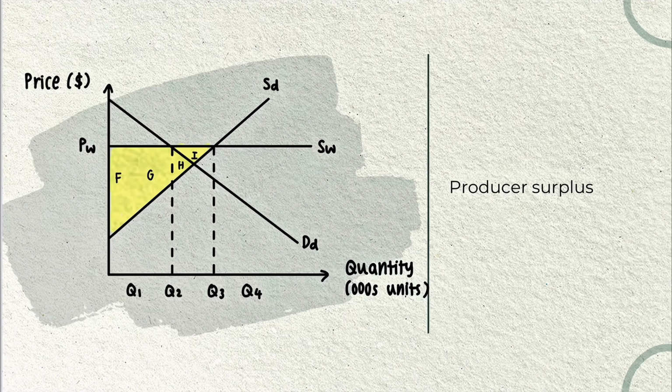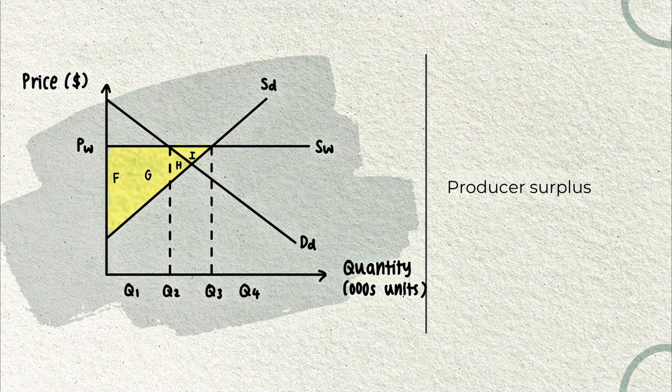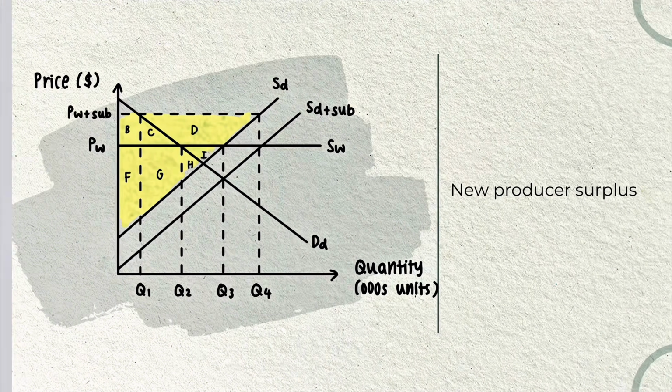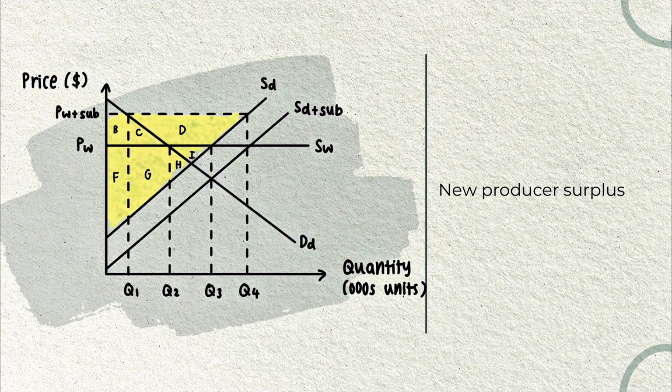So moving on to the producer surplus. The producer surplus here is F, G, H, I, as the minimum price that producers are willing to sell is here. The entire range below the price PW benefits the producers because the price that they are actually selling at is PW. And the introduction of an export subsidy increases its producer surplus drastically.